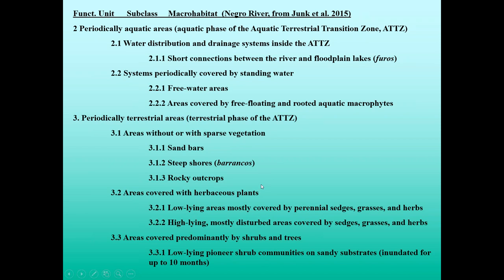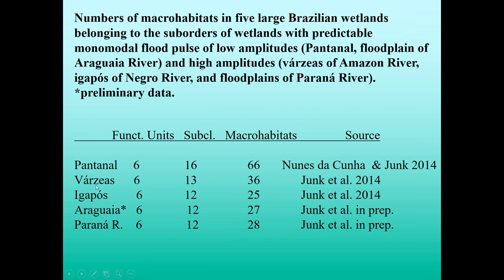It means we have here a very clear structured classification, which follows a determined characterization of parameters that can be applied in any of the different floodplain areas. We did that until now for five different large floodplains. You can see the numbers here. The Pantanal is by far the most diverse with respect to macrohabitats, with 16 subclasses and 66 macrohabitats. The others, such as the Igapos of the Rio Negro, have only 12 subclasses and 25 macrohabitats.